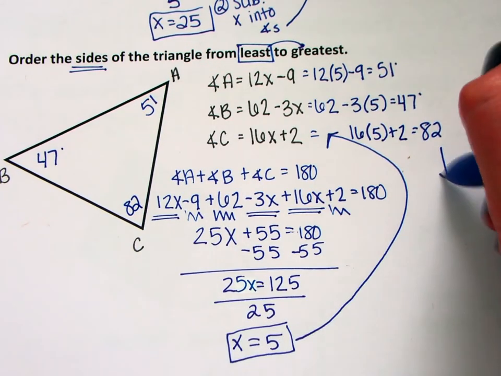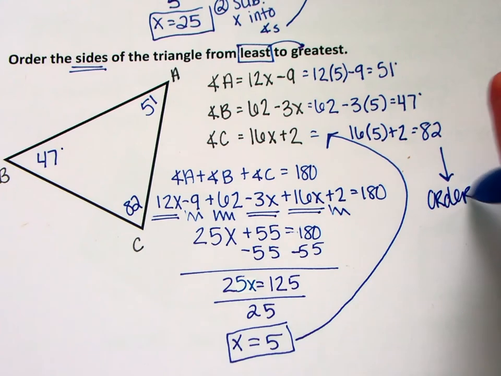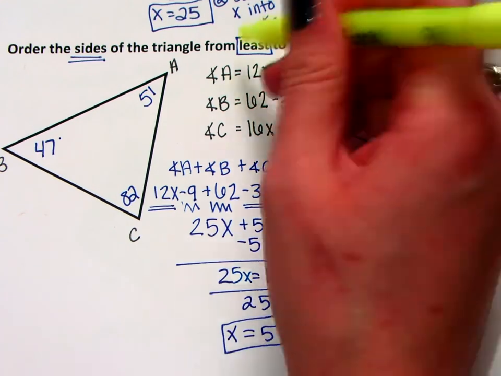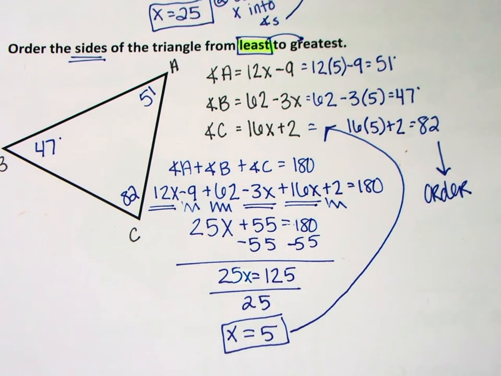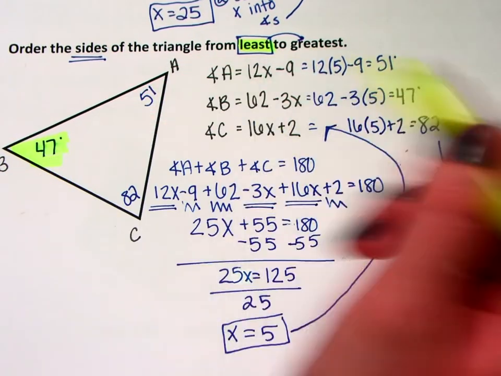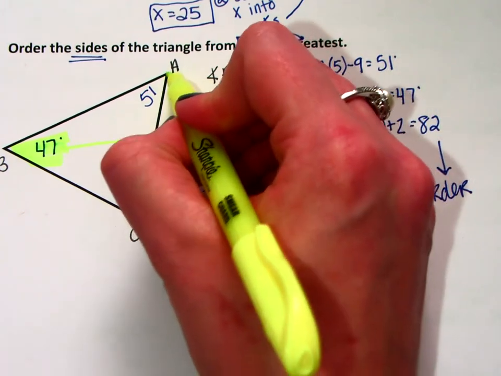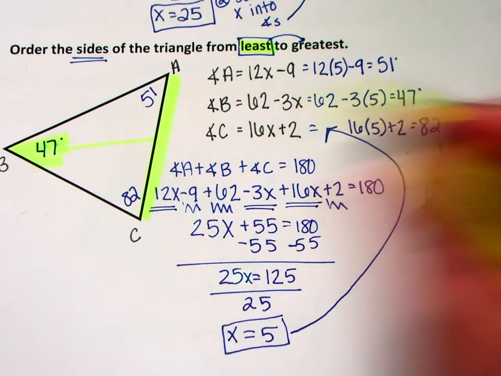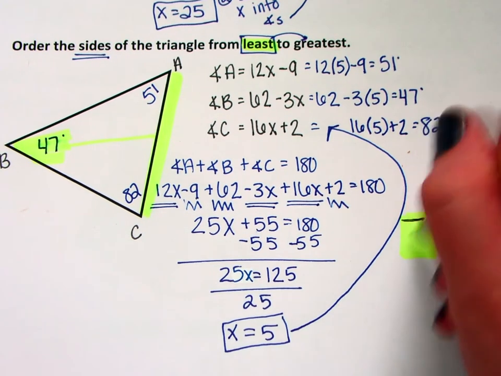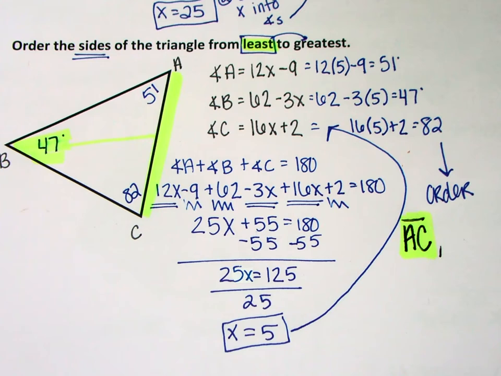Now I'm going to go ahead and order. So again, I want the sides, but this time I want least to greatest. So I must start at my smallest angle first. My smallest angle is 47, making my smallest side AC. So AC is listed first because it is the smallest. And I think it was the smallest in the last one. That's just a coincidence.